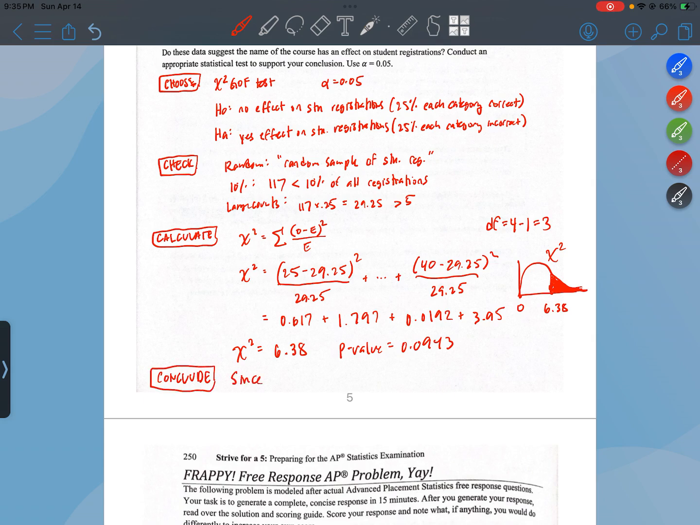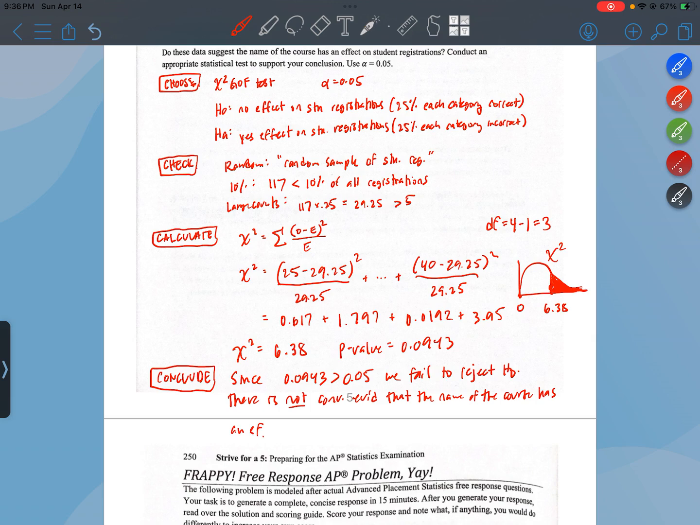Since 0.0943 is greater than 5%, we fail to reject the null hypothesis. There is not convincing evidence that the name of the course has an effect on registrations. So no convincing evidence. We didn't reject the null hypothesis.